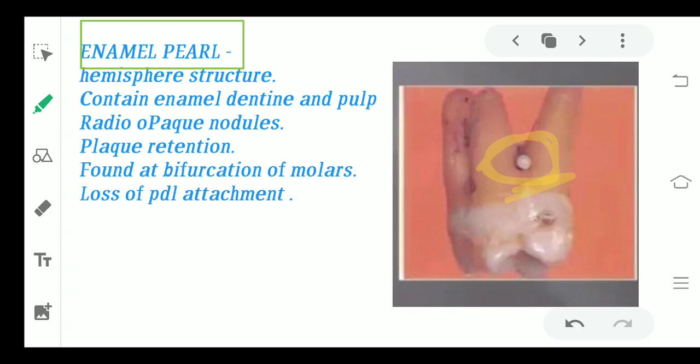It is basically a hemisphere structure and it contains enamel, pulp and dentine. It is a kind of radio-opaque nodule, which can definitely lead to plaque retention, and if gingival recession is there, then plaque can easily get accumulated in this area. It is usually found at the bifurcation of the molars, and there is loss of periodontal attachment which can be seen. It is not a common anomaly, it is a kind of uncommon anomaly.